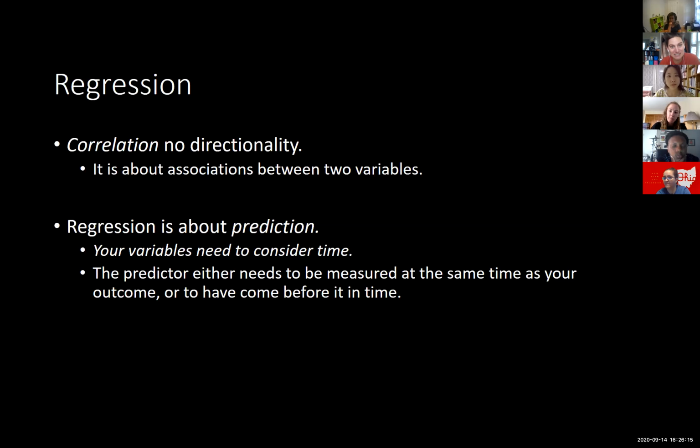Regression is about prediction. So your variables in this case need to consider the time frame in which they were collected. So as you're thinking about your homework assignment for this week, which is going to be running a regression on your data, whatever it is, you want to make sure that your predictor variable is either measured at the same time that the outcome was measured, or it was measured before the outcome was measured.